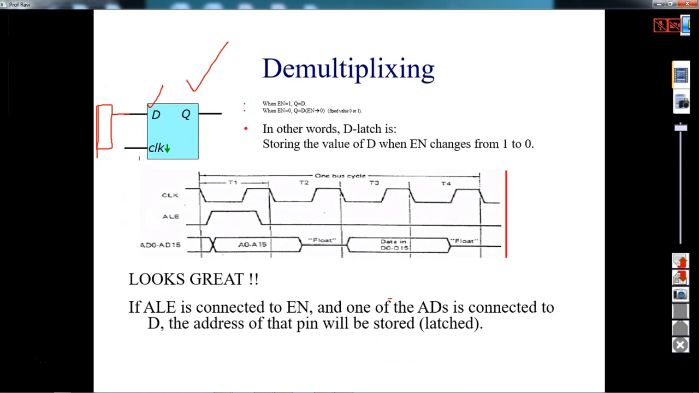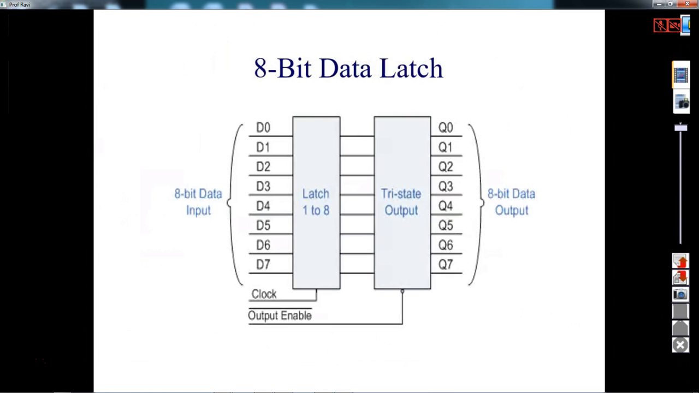That means ALE is connected. During the clock cycle, whatever the data is there, this data will be latched. So ALE is connected to the enable, right? So now if you try to see how many address lines we have, 20 address lines we have.